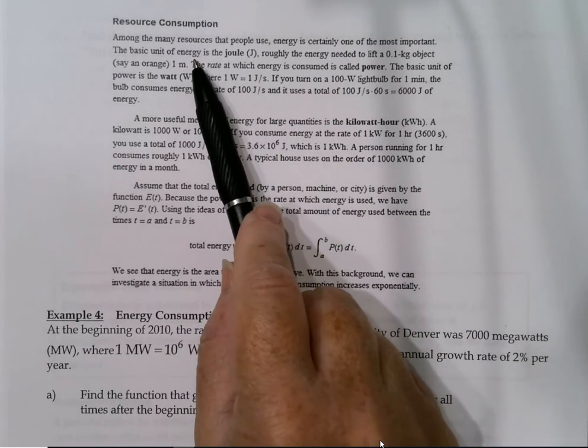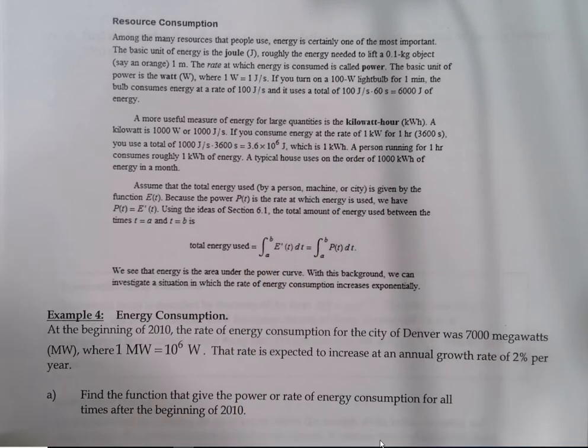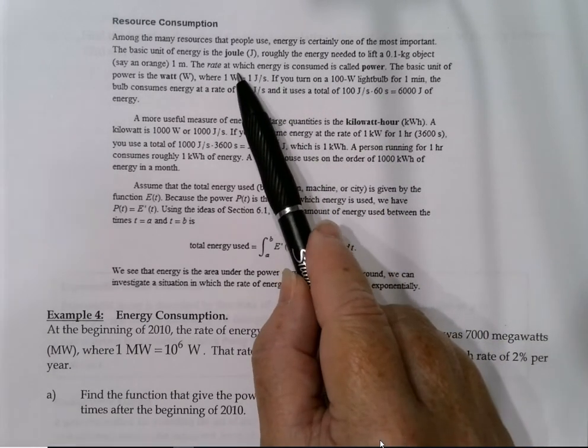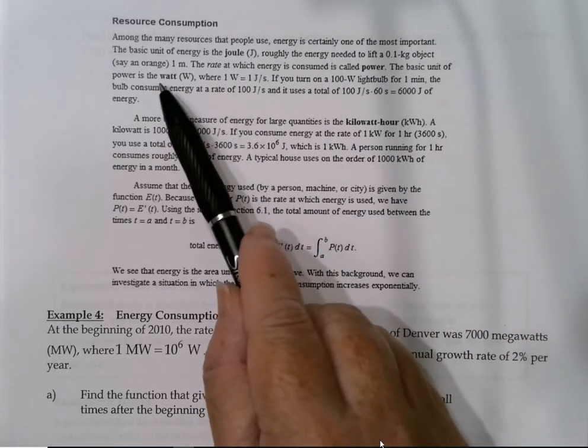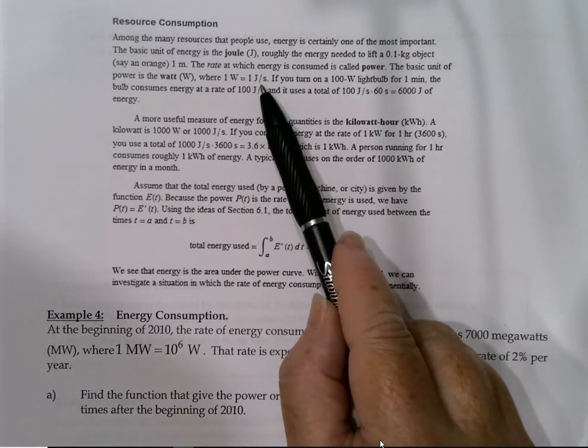Our basic unit of energy is called the joule, and that's roughly the energy needed to lift a 0.1 kilogram object, like an orange, a meter. The rate at which energy is consumed is called power. And the basic unit of power is the watt. 1 watt is 1 joule per second.